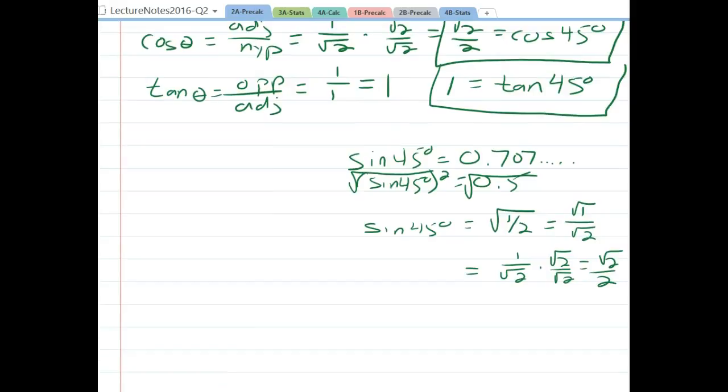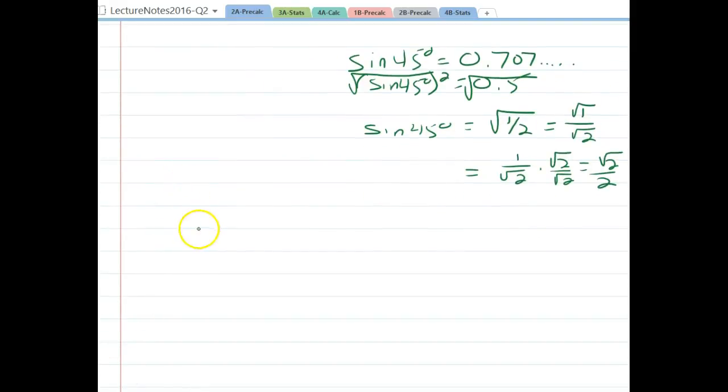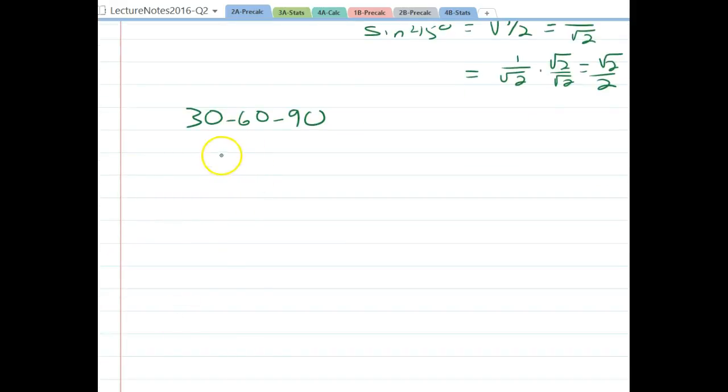Now, the next triangle I want to look at is the 30, 60, 90 triangle. And we're going to start to examine this one with the trig functions by first starting with an equilateral triangle. So if it's equilateral, that means that the sides and the angles are all the same. So it's got 3 60-degree angles. And I'm going to let the lengths of the sides all be 2. And you'll see why that is in just a second.